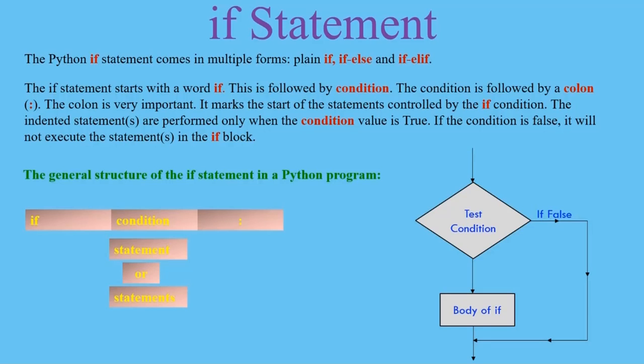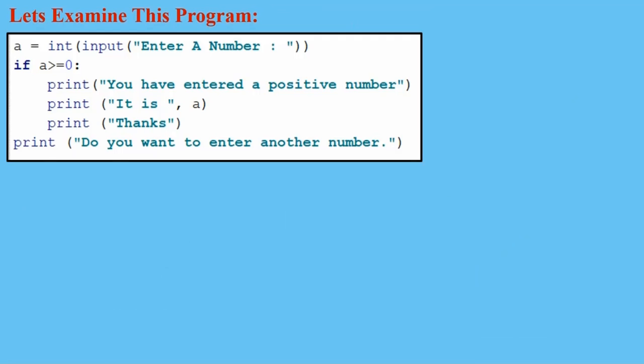Now let's take a look at the control flow of the if statement. As you can see here, the Python interpreter will first check the condition, and if the condition is true, then it will execute the body of the if block. If the condition is false, then it will skip the body of the if block and execute whatever commands come outside the if block. Now let us look at the control flow of this program.